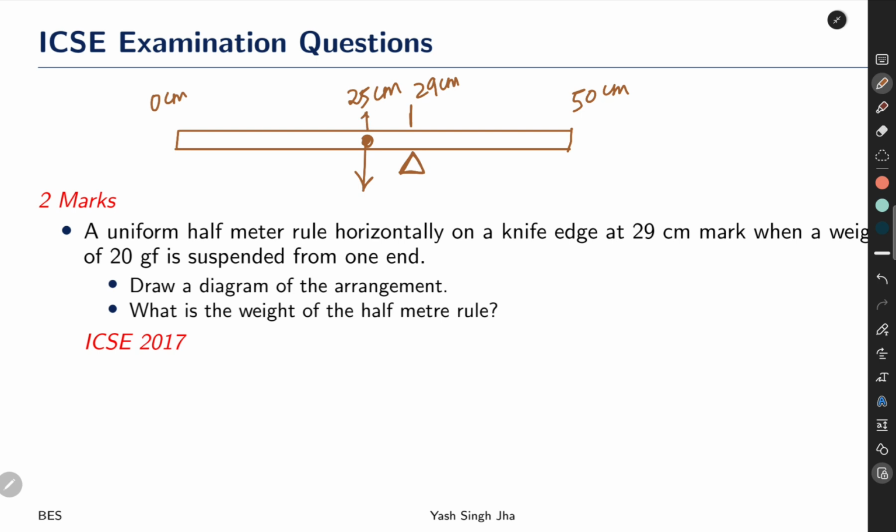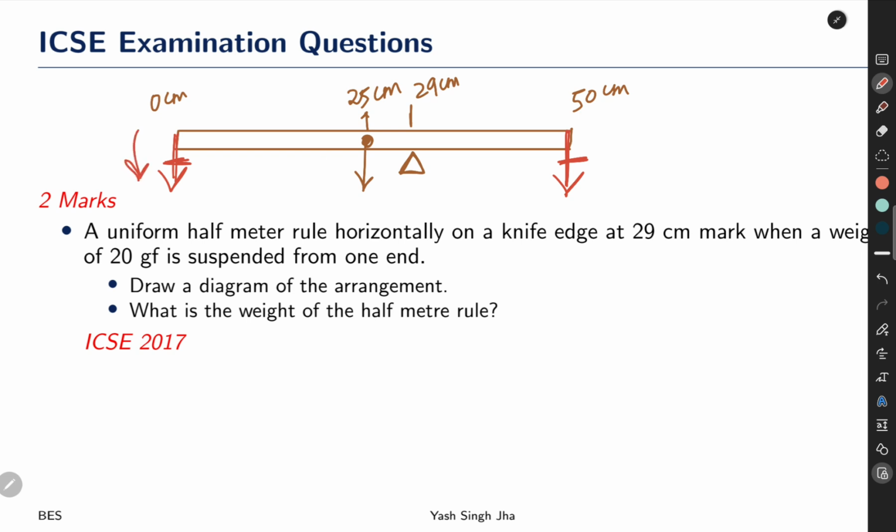Yes, when a weight of 20 gf is suspended from one end, draw a diagram of the arrangement. It should be clear to you that, okay, now there are two options. 20 gf can be suspended either on the left end or the right end. What do you think? Which end should the force be suspended from? It should be suspended from the 50 centimeter end. Why? To produce equilibrium.